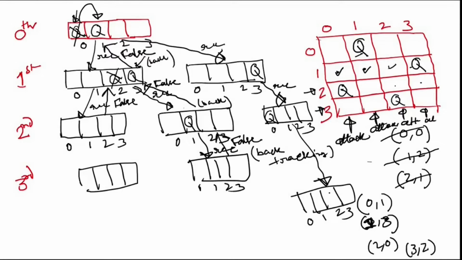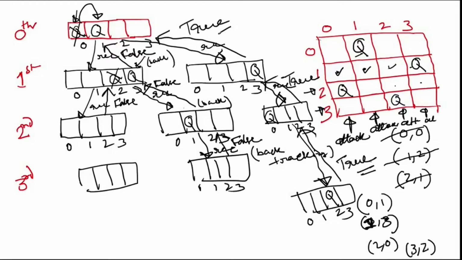3, 2. Now once it comes here, nobody is attacking each other. So this return will be a true return. This return also will be a true return. This return also will be a true return. Okay, so we got the result. The final indexes are 0, 1, 1, 3, 2, 0, 3, 2.